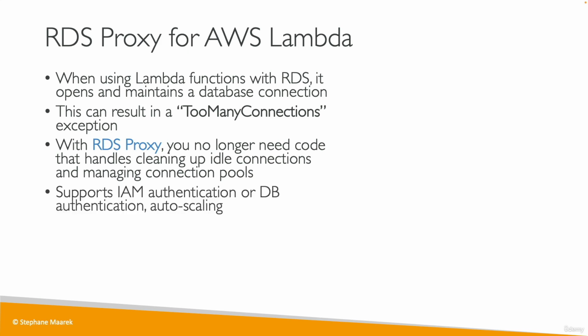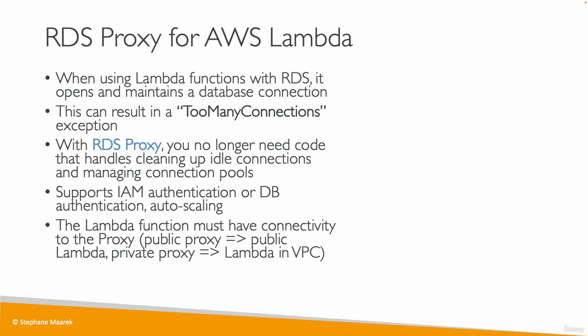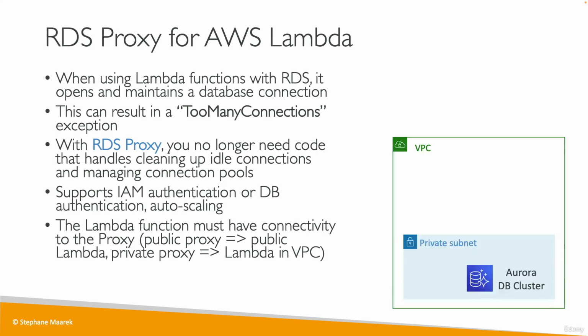The RDS proxy supports IAM authentication or database authentication and autoscales. So you must make sure, though, that the Lambda function has connectivity to the proxy by either having a public proxy and a public Lambda, or a private proxy and a Lambda in a VPC. So a diagram will help you.